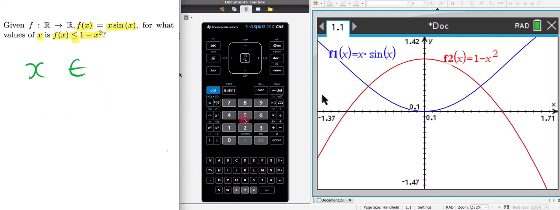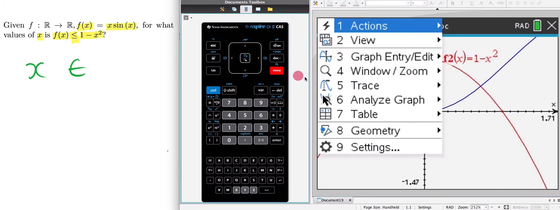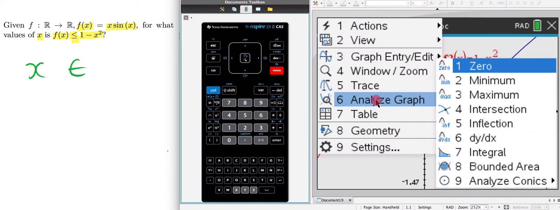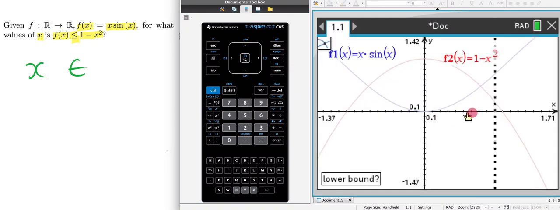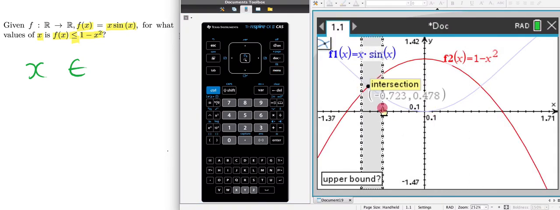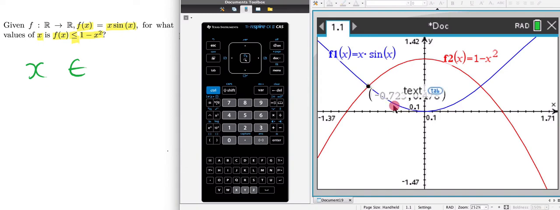Now we're going to need the x values. So we're going to need to know where we're starting from. To find this, we need the intersection point. So we're going to go menu, menu, analyze, intersection, and then it's from here to here. So as you can see, our intersection point, our first x value is going to be negative 0.723.